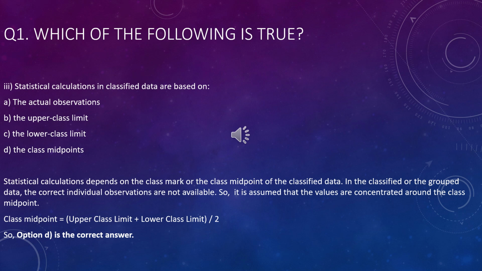In the classified or the group data, the correct individual observations are not available. So it is assumed that the values are concentrated around the class midpoint. So class midpoint, we know that it is the average of the upper class limit and the lower class limit. And so option D is the correct answer, which is the class midpoint.